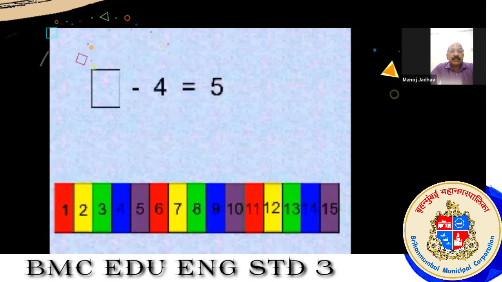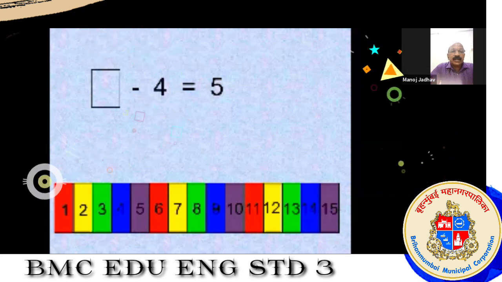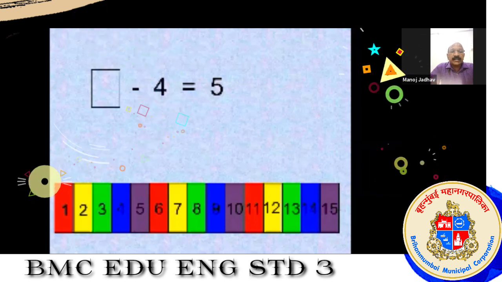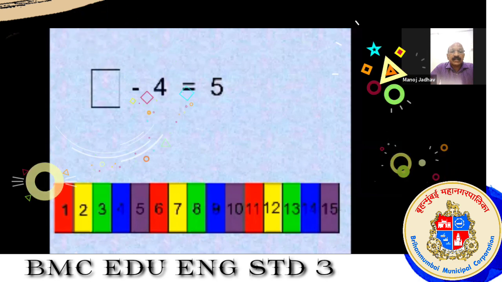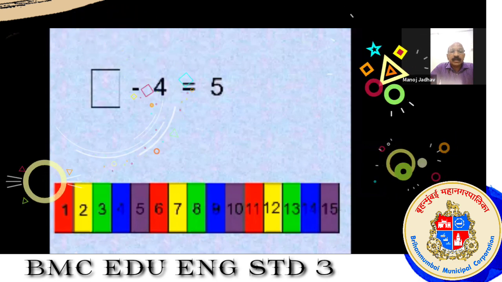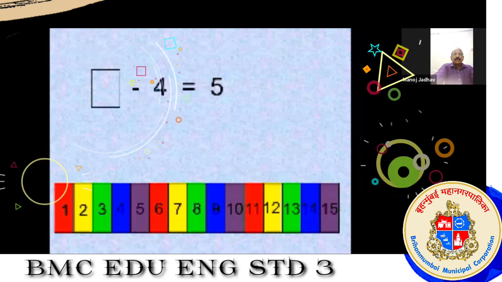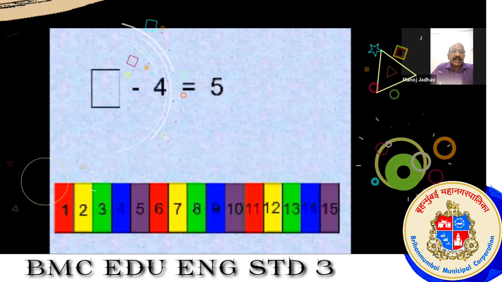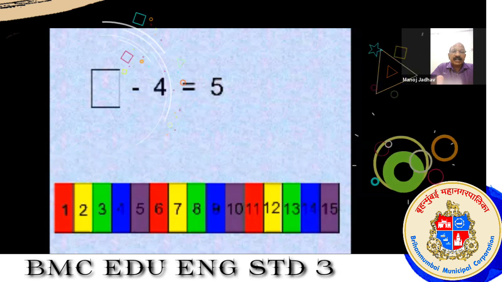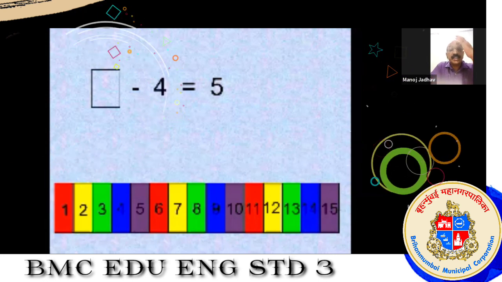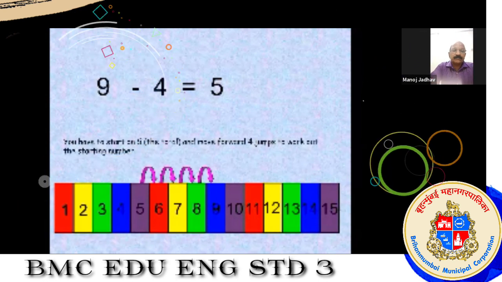Now see, number is not given. One number is there, and from that number we are going to subtract 4, and answer is going to be a 5, right? It means which number is given, that from which number we are going to subtract 4, that is not given, but we are going to take 4 steps backward, and where we are going to reach, we are going to reach at 5.